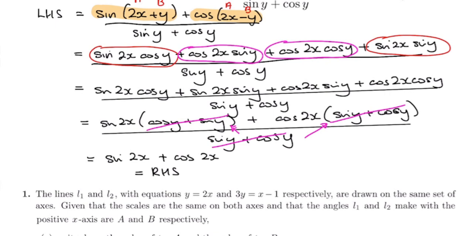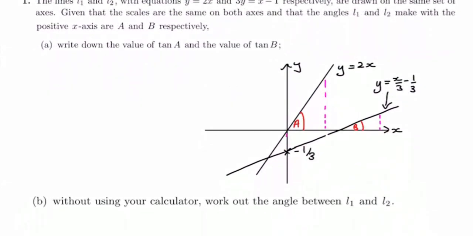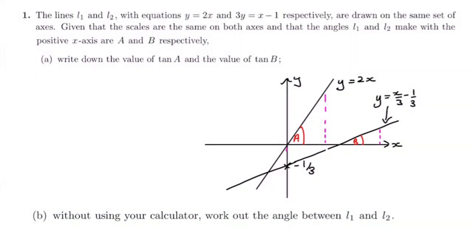Right, we're going to look at this question here, and I've prepared the diagram. Really important that you draw a diagram for this one. It says the lines L1 and L2 with equations y equals 2x and 3y equals x minus 1, which of course is the same as y equals x over 3 minus a third, drawn on the same set of axes. Given that the scales are the same on both axes and the angle L1 and L2 make with the positive axis is A and B respectively, write down the value of tan A and the value of tan B.